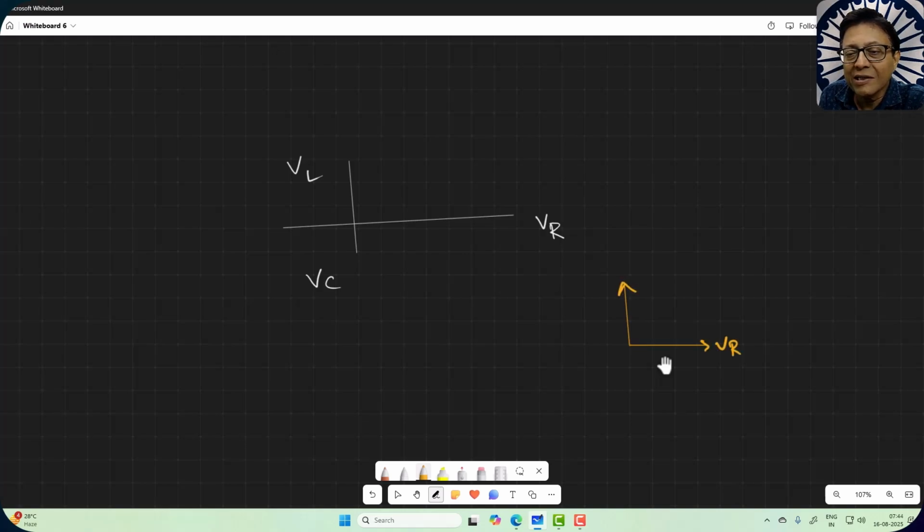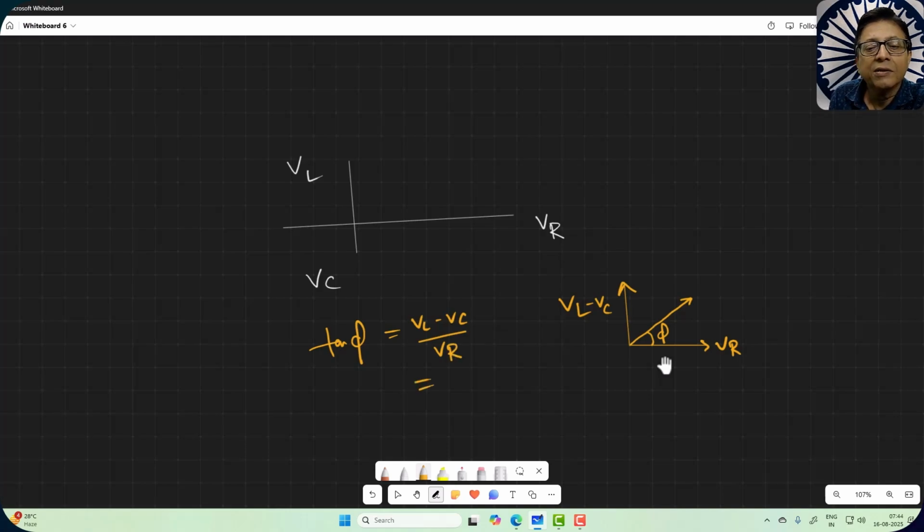This part is VL minus VC, and tan phi, that is the voltage leads current. You know, current is also taken along the direction of resistance. Tan phi equal to VL minus VC by VR.